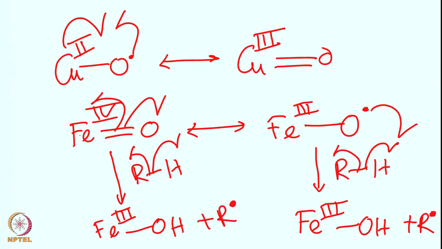In any case, whether you want to think that iron 4 oxo is a double bond O iron, or it is an iron 3 O dot, all leads to exactly the same product, iron 3 hydroxo R dot. So, this is the pattern of the radical formation. You can say the same thing for a copper oxo intermediate or an iron 4 oxo intermediate, although these species, a cupril species in the enzymatic setup, although proposed, are still doubtful in the synthetic setup.